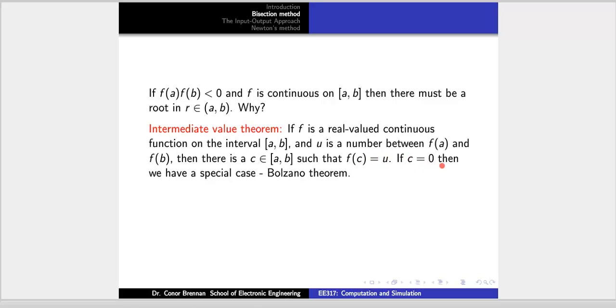And for a special case where u is equal to 0, that should say if u is equal to 0, that's a typo. In the special case where u is equal to 0, so u is a number between f of a and f of b, if u is equal to 0, we have a special case called Bolzano's theorem. Bolzano was a Czech mathematician who discovered this way back in 1820 something.